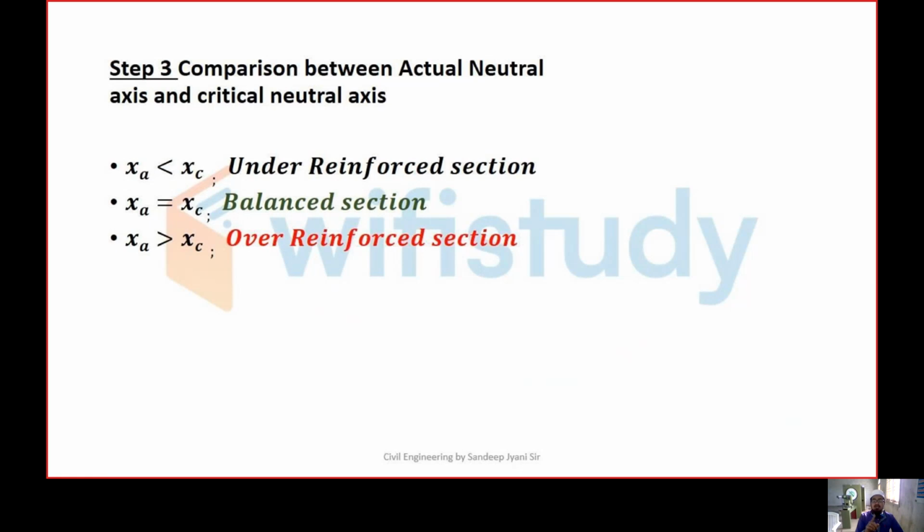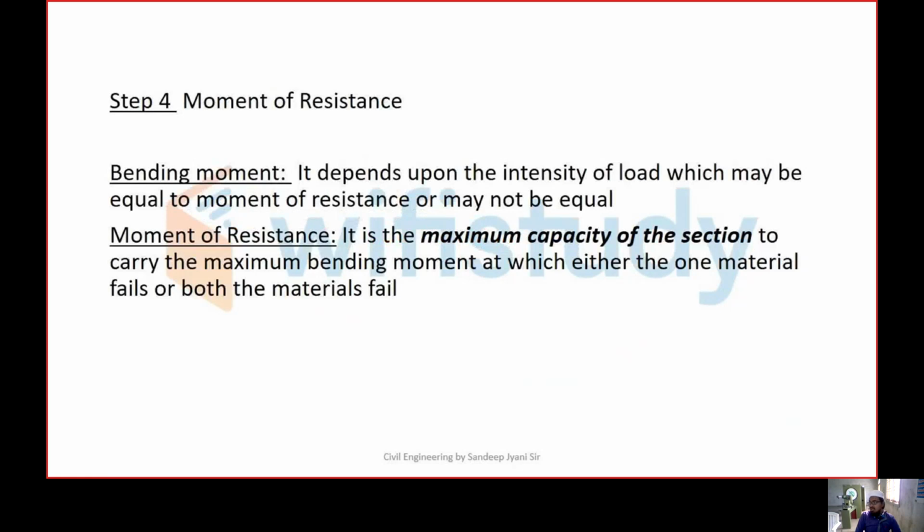And in a balanced section, the neutral axis lies on the same line where the critical depth of neutral axis lies. And in an over reinforced section, the reinforcement became excessive, so the actual depth of neutral axis goes below the critical depth, that means it exceeds the critical depth of neutral axis. Now we are going to see which kind of section is economical and which is more safe for us. We will discuss that in the upcoming slides.